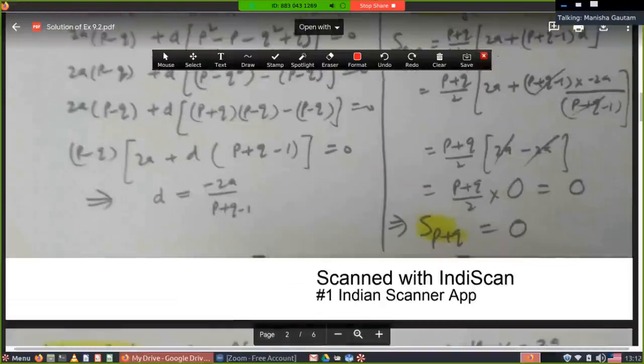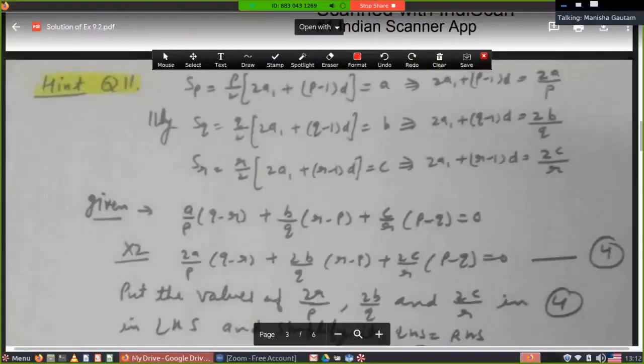Come to the next question. That is question number 11. I am just giving the hint of that question. You will simplify this question on your own. Here it is written, sum of p terms. Sum of p terms means p by 2 into 2a1, where a1 is the first term, plus p minus 1 into d, is equal to, it is given, a. SQ, the sum of q terms, is equal to b. Sum of r terms is equal to c.